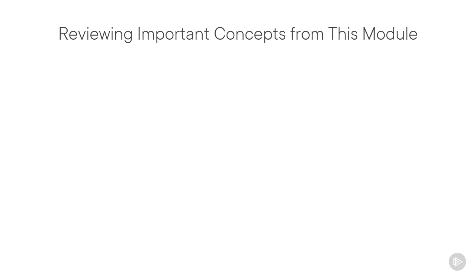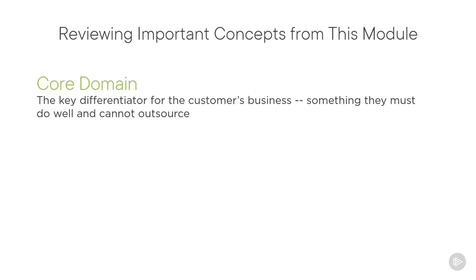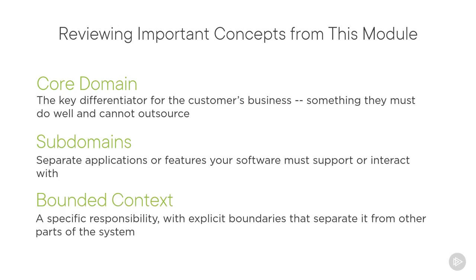We've covered quite a few concepts in this module. One of the most important ones is just understanding the problem domain and the overall thing that your software is working within, and breaking things apart. I know that when I started out, I had a really hard time understanding differences between the core domain, the subdomains, and the bounded context, especially the subdomains and the bounded context, because at first glance, they looked like the same thing to me.